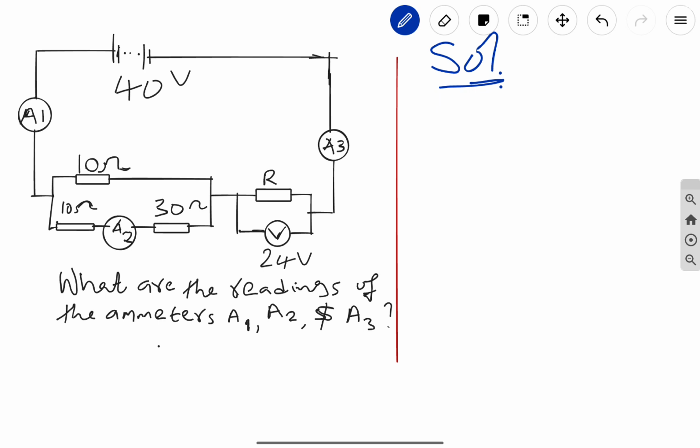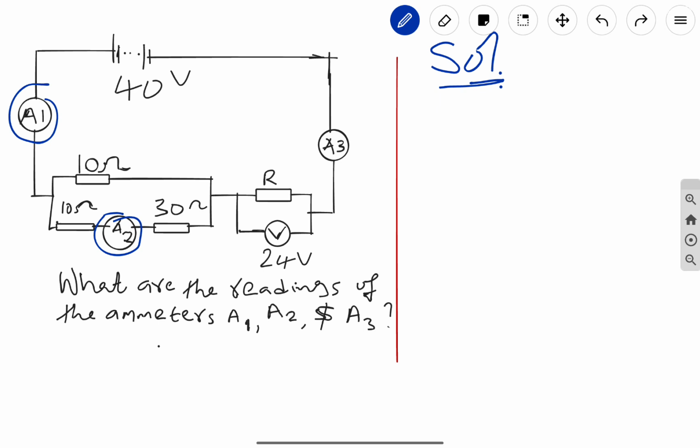The question is that we should find the readings of the ammeters: this ammeter here, the reading on this ammeter here too, and the reading on this ammeter 3. So we are to find the readings of the ammeters A1, A2, and A3. So we go this way.